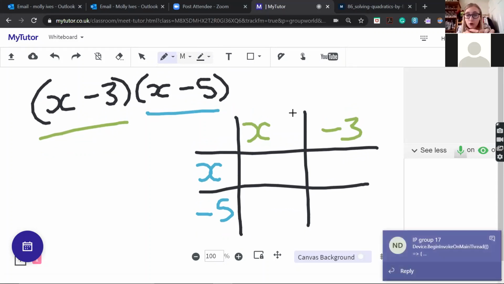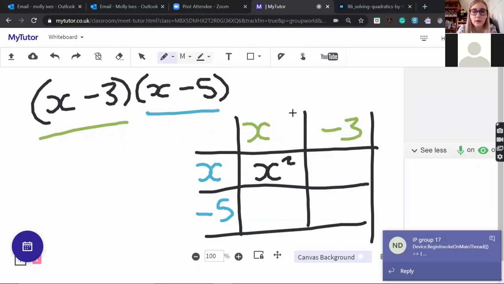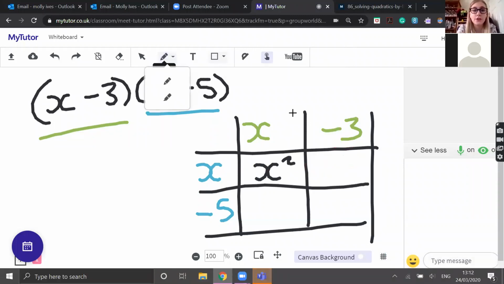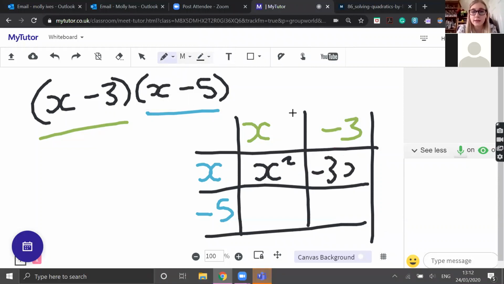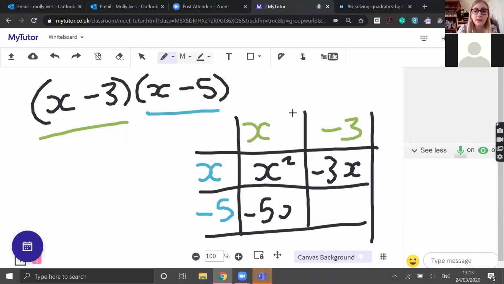And then in each box here, you do what the multiplication is. So in this box, it's x and x. So that's an x squared. In this box, it's x and minus 3. So multiply them together, minus 3x. In this box, it's x and minus 5. So minus 5x. And in this box, it's minus 3 and minus 5.